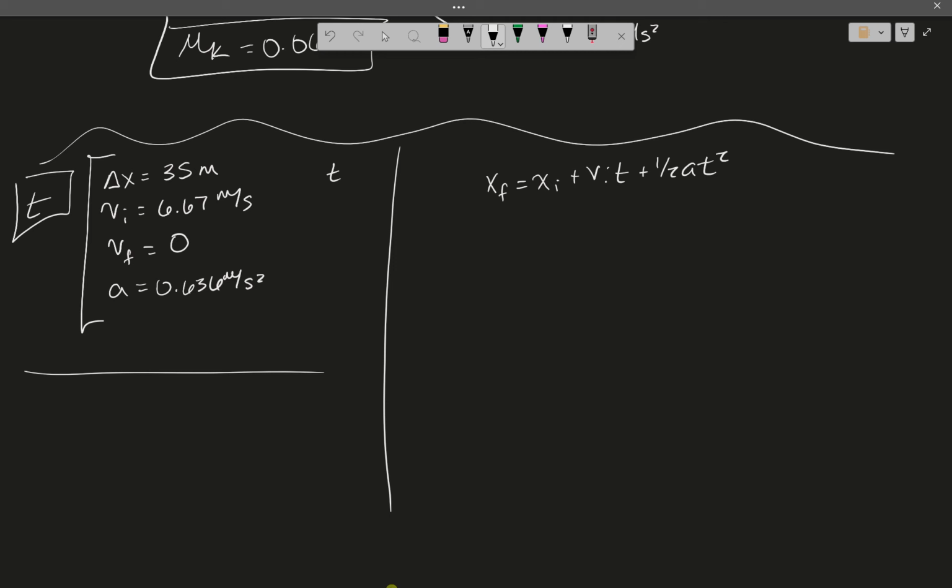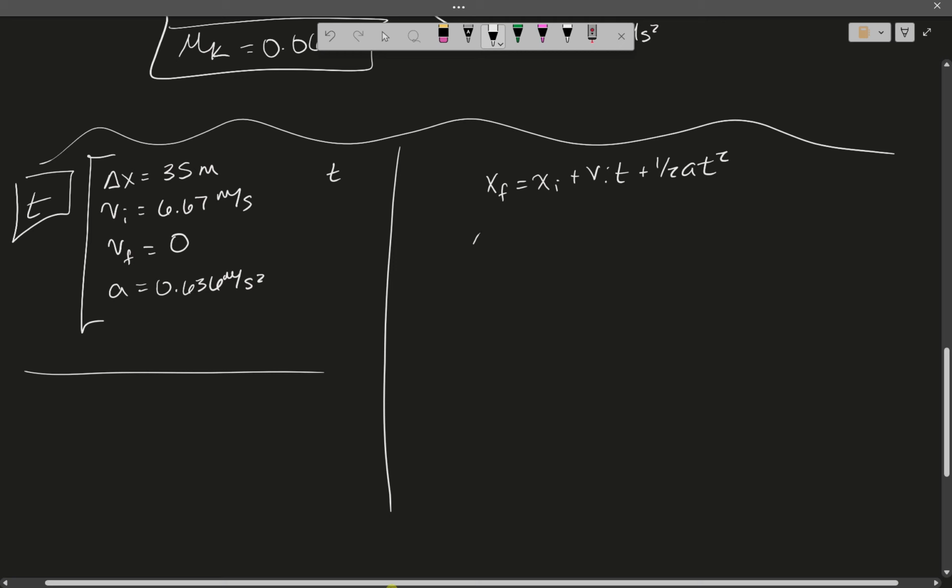So I'm going to move my initial position over to the other side so that I can get delta x equals v_i t plus 1/2 a t squared. I'm going to rearrange this so this actually looks like what I expect a quadratic equation to look like.